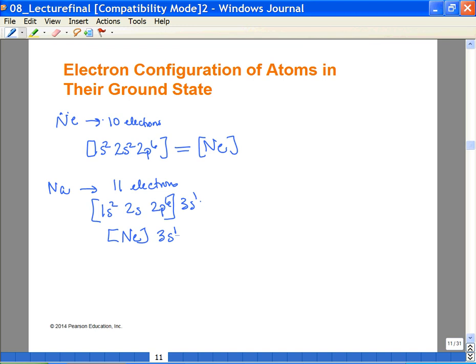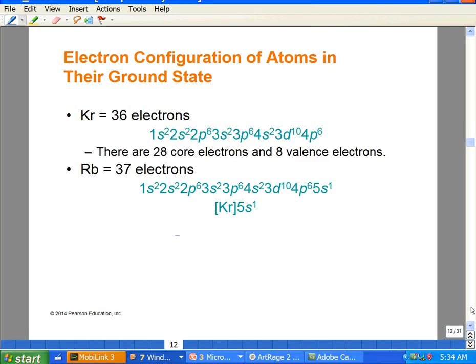Okay, so let's look at a couple more that do that. This one is already written out for us. So basically, this one is using krypton, which is a noble gas in the 4th row, and it has 36 electrons, 28 core and 8 valence, and its electron configuration is listed here.